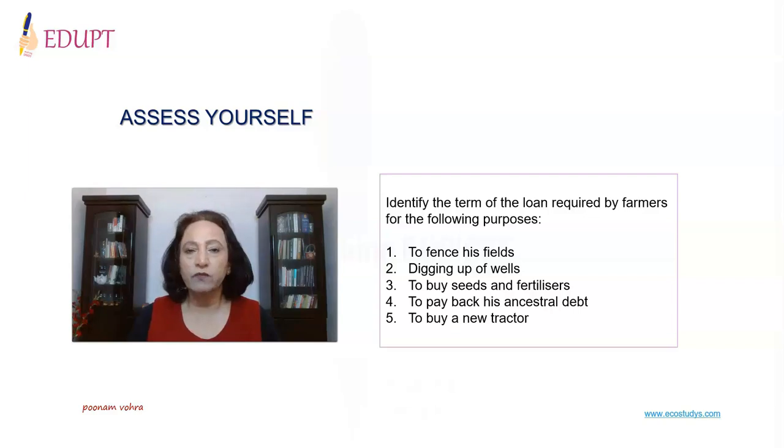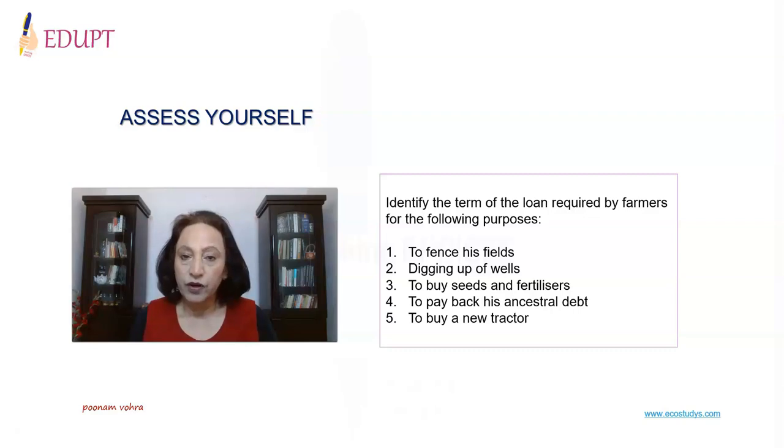You know that a farmer can take a loan for short-term, for medium-term, and for long-term purposes. Some of the purposes are mentioned here. You need to identify for these purposes what kind of loan will be required by the farmer. Will it be a short-term loan? Will it be medium-term? Or will it be a long-term loan? The various purposes are: 1. To fence his fields. What kind of loan will he be taking?